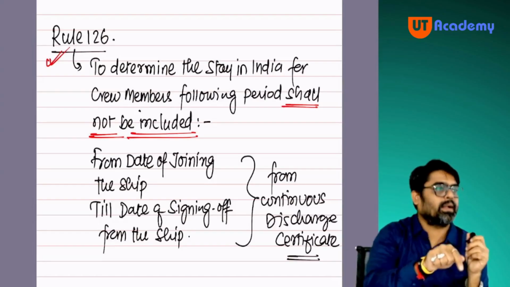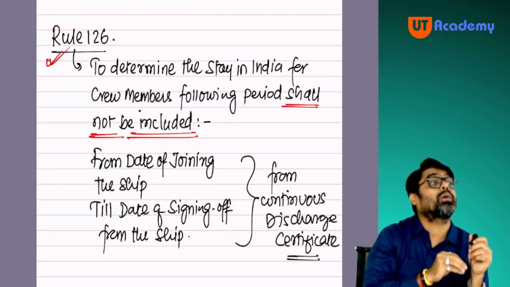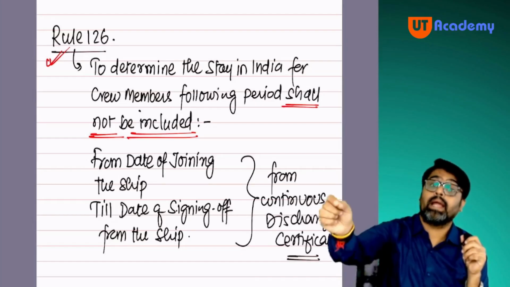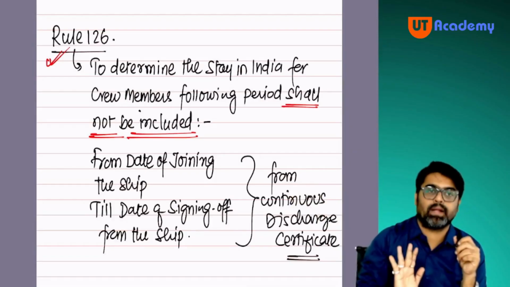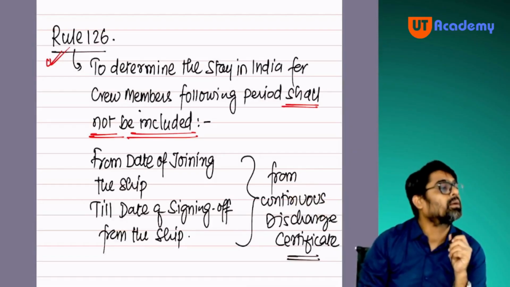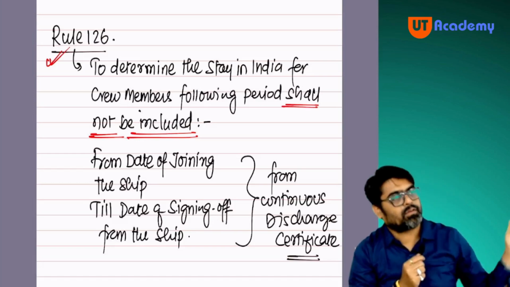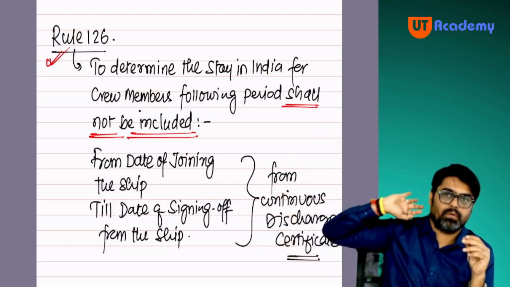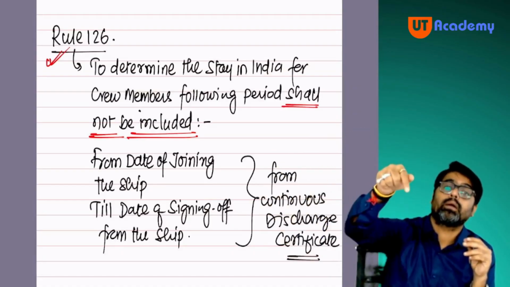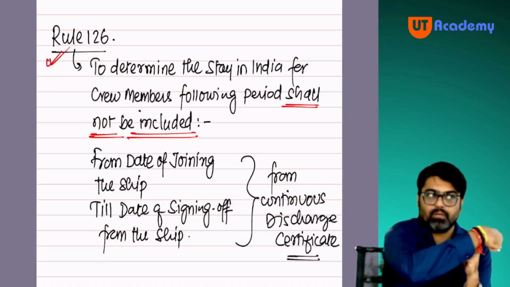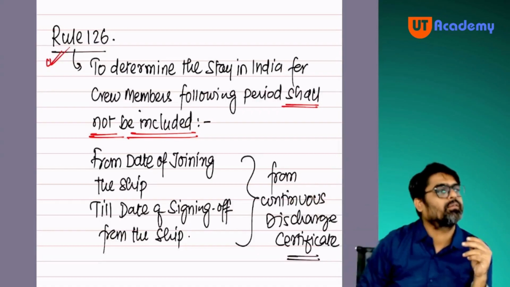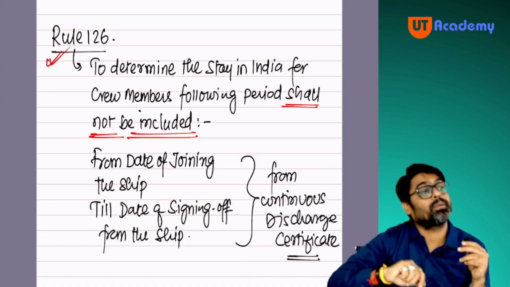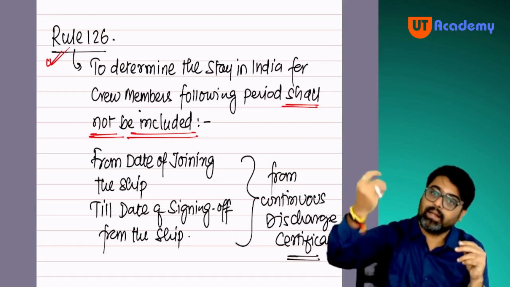In that certificate, it is written when you are supposed to join the ship, the latest date of joining, and the date by which you will be signing off from that ship. Both the dates are written in that certificate: when you are supposed to be on the ship, when you are supposed to leave the ship. Done? So, the moment you are joining the ship, as per this certificate, whatever date of joining is there, from that day you are outside. Till what day? Till the date you are on the ship. Till the date of your signing off. Till that date you are outside.